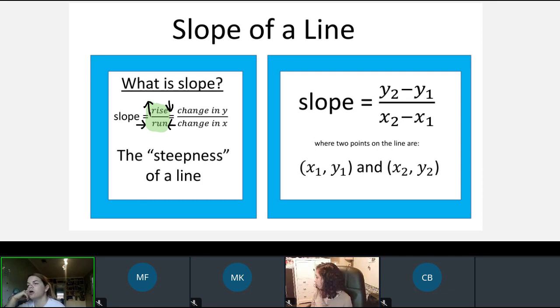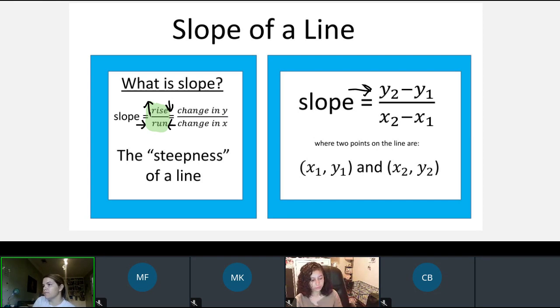Slope is the same thing as rate of change. That's another word for slope. What we're doing with slope is we're basically measuring the steepness of the line. We're just measuring steepness. So we have a formula for finding slope when we're given 2 points.